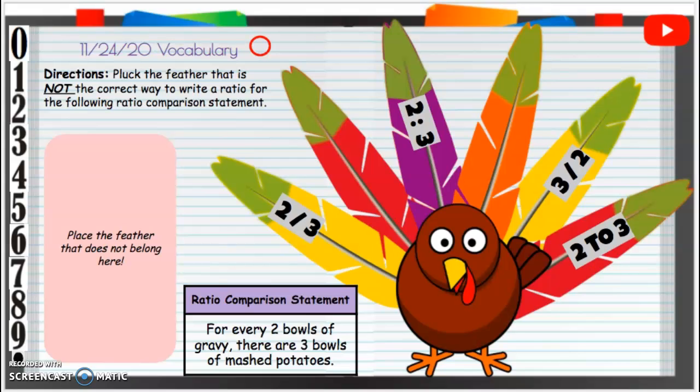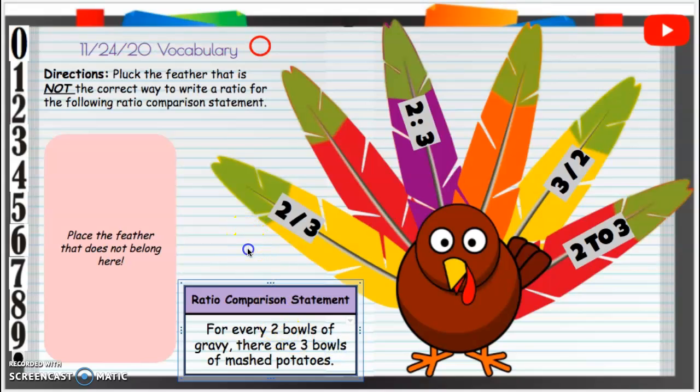November 24th, 2020 vocabulary. Directions. Pluck the feather that is not the correct way to write a ratio for the following ratio comparison statement. So it says, for every two bowls of gravy, there are three bowls of mashed potatoes. So for every two bowls of gravy, there are three bowls of mashed potatoes.